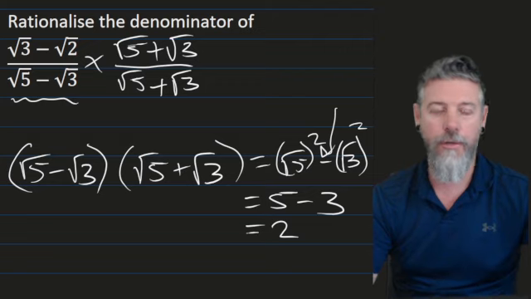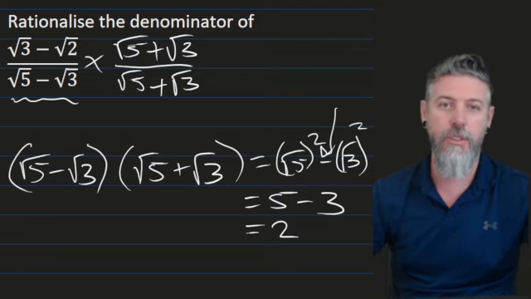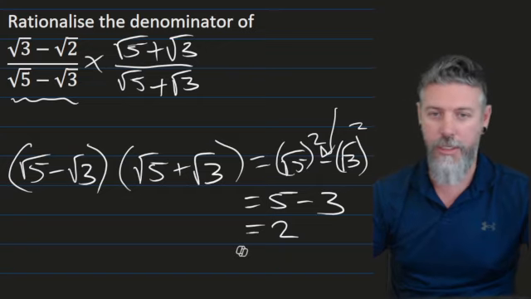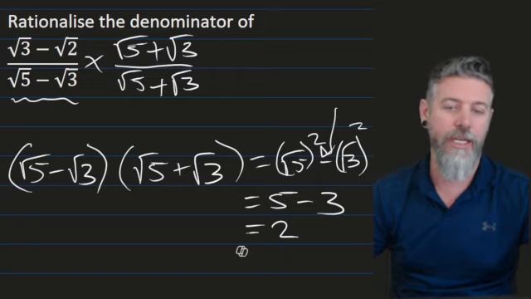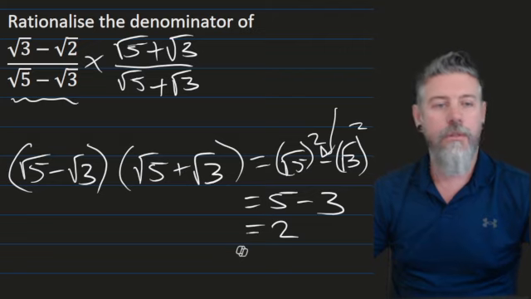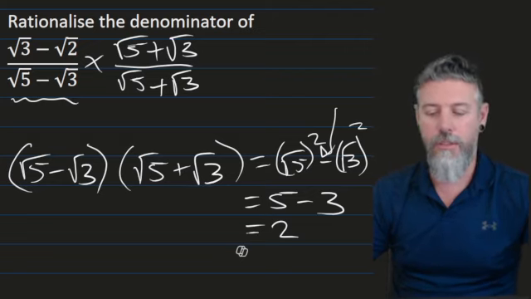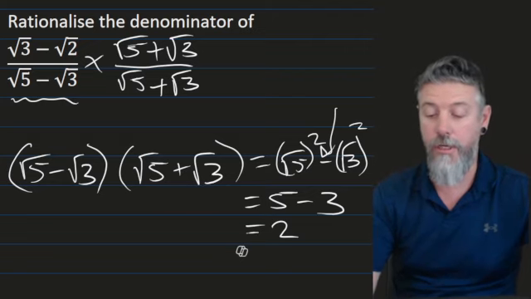Okay, now that terminology is used in your syllabus, the word conjugate. So if that word pops up, the syllabus says, and I will directly quote, identify the conjugate of root A plus or minus root B. So the conjugate essentially is just the same as the original expression, but it has an opposite sign in the middle.